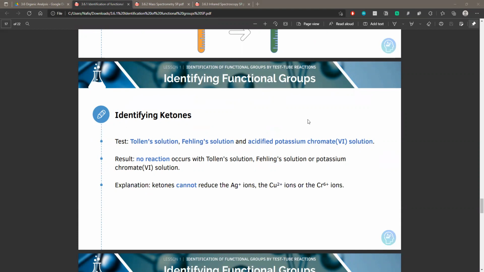Identifying ketones, basically, you're just expecting that no reaction will occur with any of these, because a ketone can't be oxidized any further.